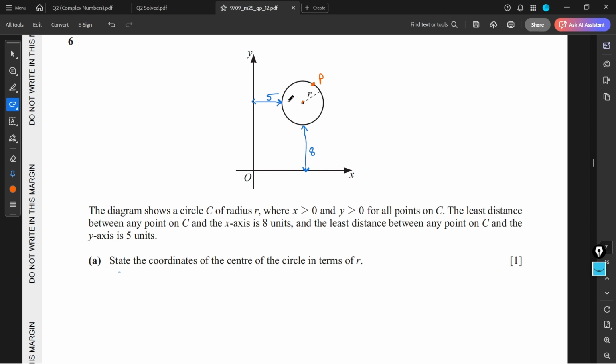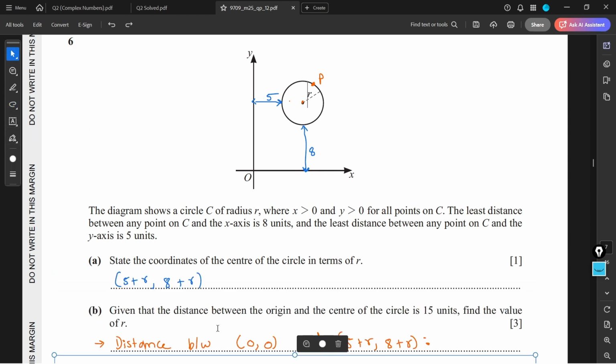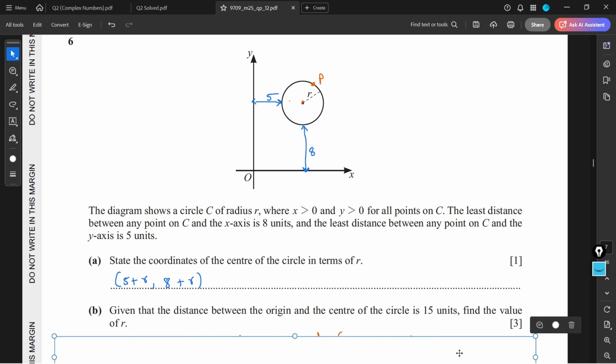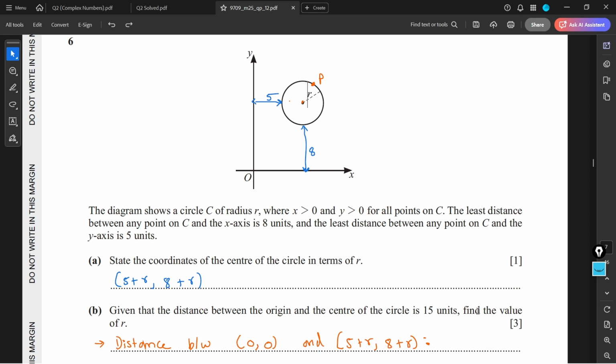So clearly I can see that my x will be 5 plus r and my y coordinate will be 8 plus r. Based on this, if I show you the solutions for the first part over here, it will be just the same, 5 plus r and 8 plus r. But now it's time to move on to the next part. Over here, given that the distance between the origin and the center of the circle is 15 units, based on that we have to identify the value of the radius.